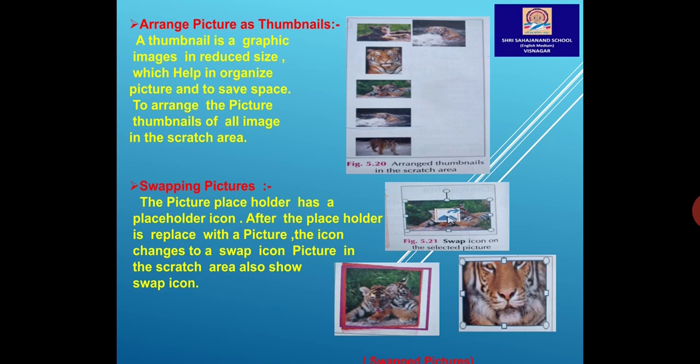In the scratch area, select the picture you want to swap with the picture in the publication. The selected picture displays the swap icon. See the figure number 5.21. From the scratch area, drag the swap icon of a picture towards the picture on the publication. When a pink boundary is displayed, release the mouse button to swap the picture. This is the way of swapping pictures in Publisher.